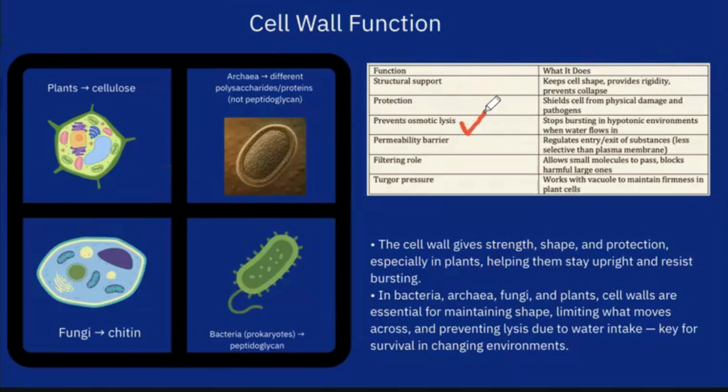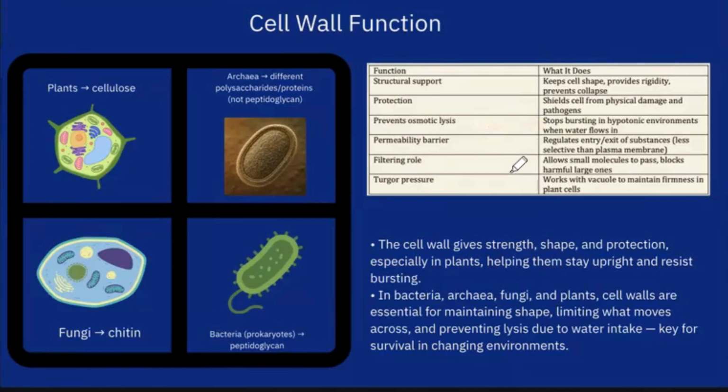Sometimes it prevents osmotic lysis or osmotic cell death. The thing is, cells like plants have to stop water from passing through so easily. So it stops the bursting of that cell, which we're going to talk about in a later section when water flows in. They have a permeability barrier, which is really important, especially for items like water.